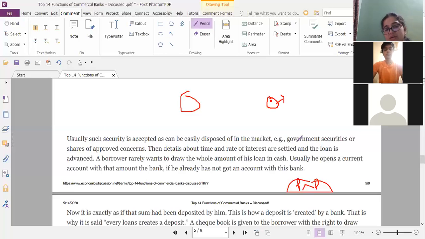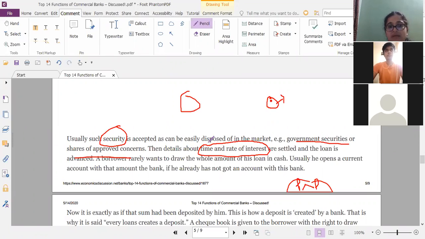Another example is government securities or shares of approved concern. Shares, government securities can also be included under this security, right? Then details about time and rate of interest are settled, and the loan is according to the security which you're keeping. According to that, the time and rate of interest will be charged on you on the loan which the banks are providing to you, right? And the loan is advanced.